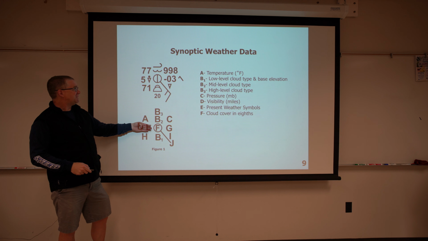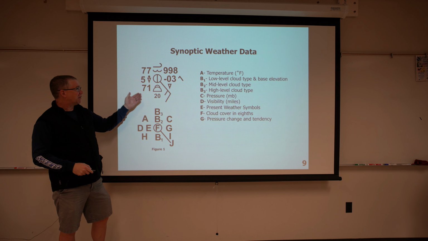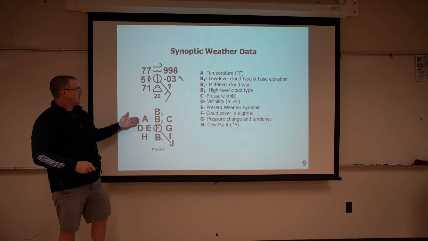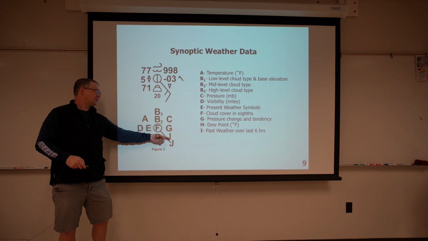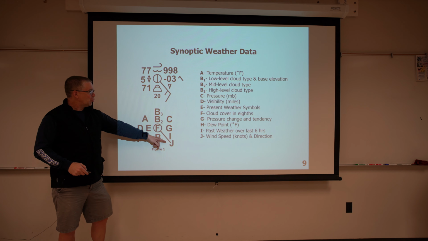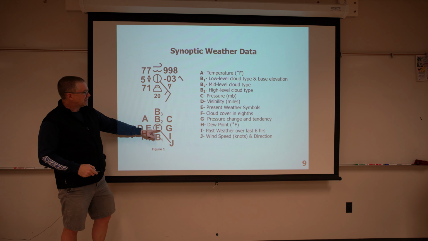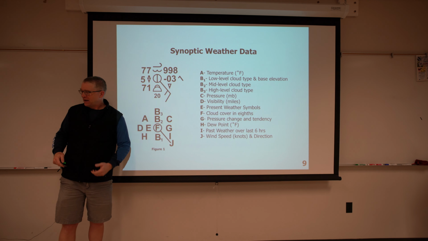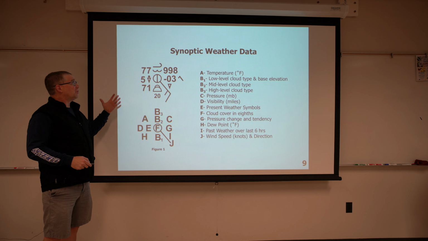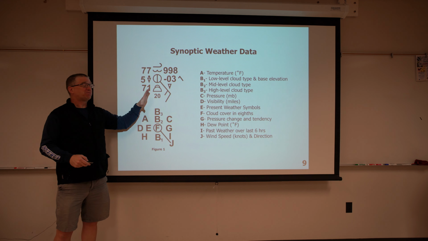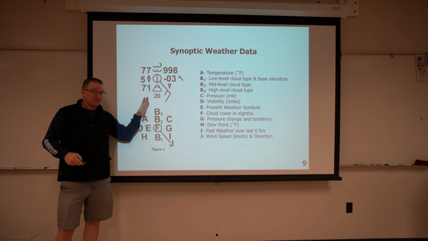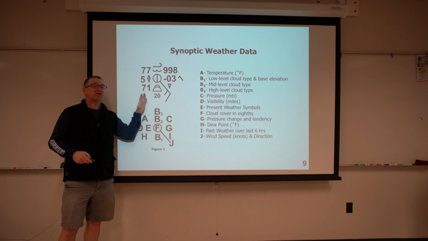Cloud cover in 8ths, so I'll cover that. Our pressure change and tendency. Dew point, another really important one, is H. Past weather is going to be typically down and to the right. And then our wind speed and wind direction indicator is J here. So a lot of this is relatively straightforward. It's just knowing where to find the information.